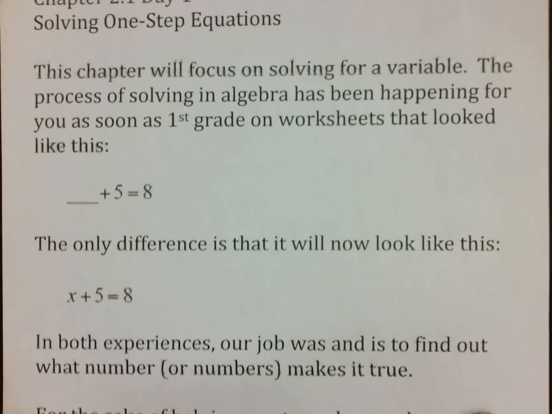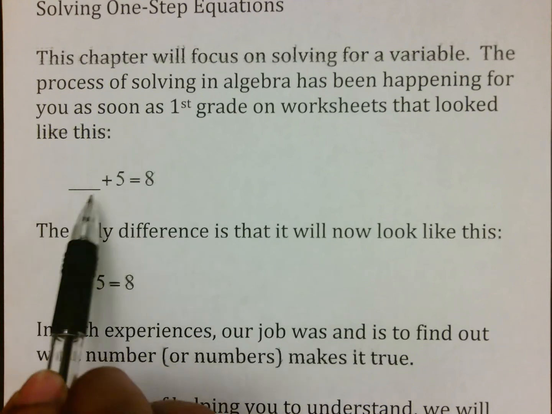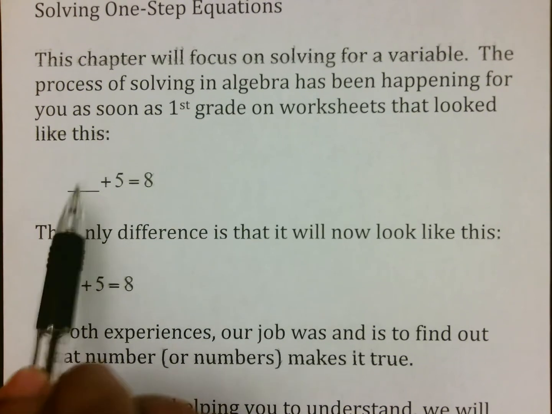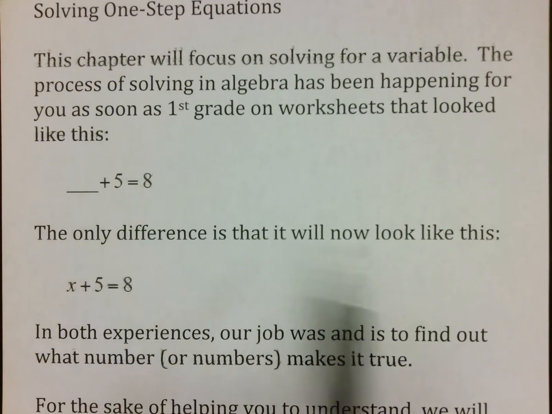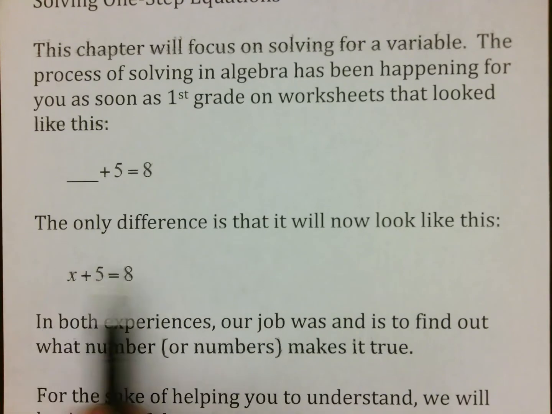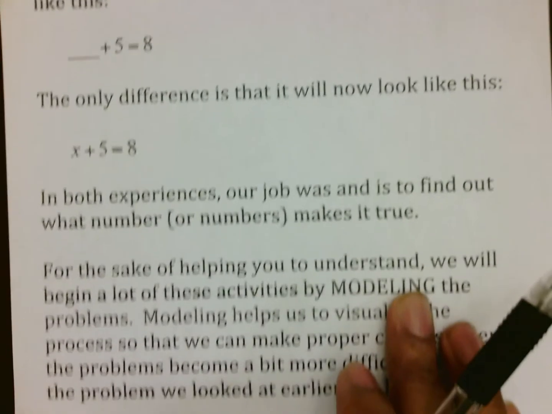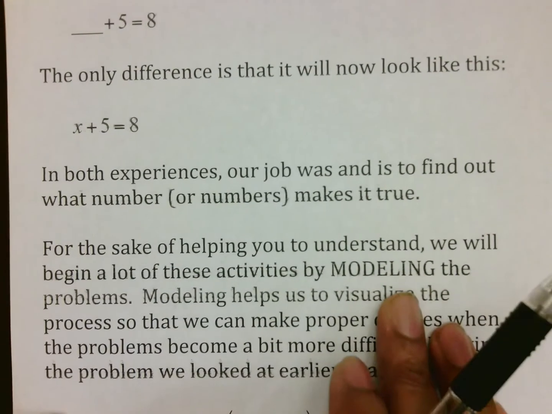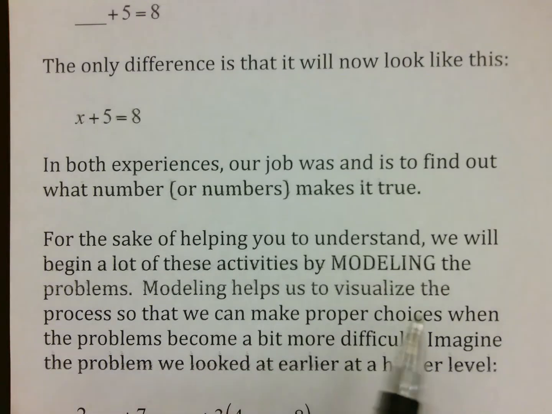The process of solving in algebra has been happening for you as soon as first grade on worksheets that look kind of like this, where they gave you a question. They gave you a blank plus 5 equals 8, and we were trying to figure out what number plus 5 equals 8. The only difference now is that it's going to have an x plus 5 equals 8, or some other variable plus 5 equals 8, which still should make us think what number plus 5 equals 8. In both experiences, our job was and is to find out what number or numbers make it true. There are some where there's more than one solution.